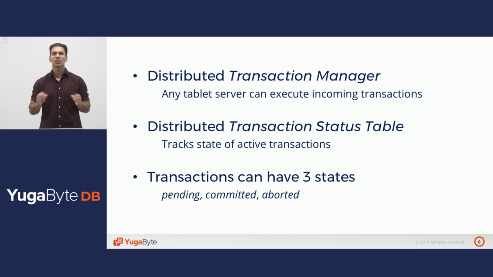And thirdly, every transaction in Yugabyte can have one of three statuses. It can be pending, it can be committed, or it can be aborted. A committed transaction is visible to the end user for reads. An aborted transaction effectively never happened, so it throws an error to the end user and is rolled back. And a pending transaction is currently in progress.